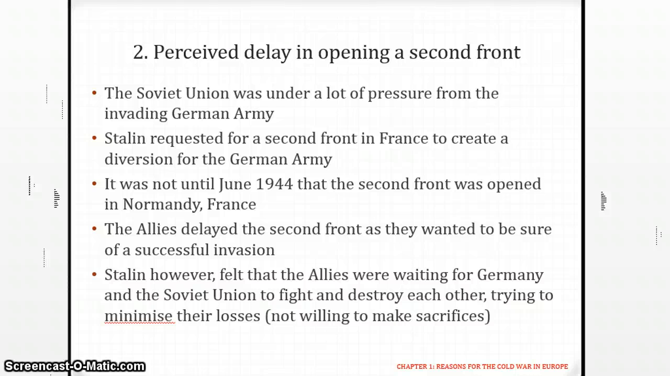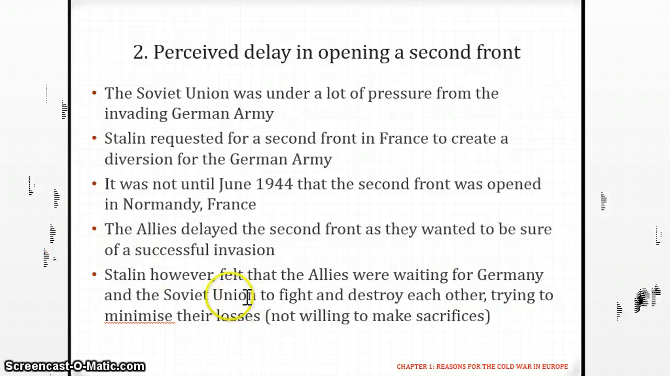So when the second front was delayed, what it actually caused was Stalin to be suspicious. He was thinking, hey, why are these guys not actually starting the second front? It could be that the Allies were actually waiting for Germany and the Soviet Union to fight and destroy each other and therefore minimize their losses. So that was Stalin's perception of how it happened.